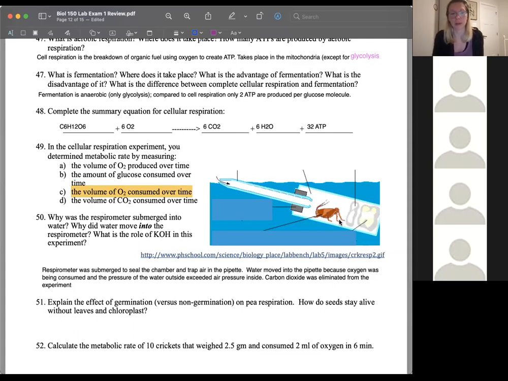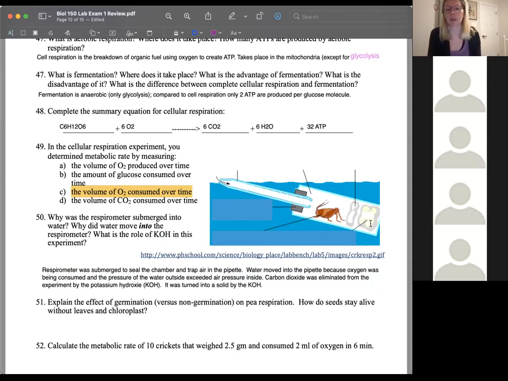Right, it had to do with this KOH, this potassium hydroxide. So the potassium hydroxide, the KOH, reacted with the carbon dioxide and basically turned it into a solid. So it was no longer a gas that was creating pressure, pushing the water out. So it was turned into a solid by that KOH.